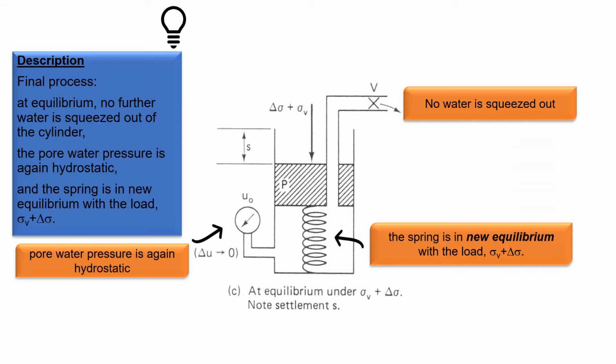For the final process, when the consolidation is almost complete, no more water is squeezed out. The spring is in new equilibrium with the loads, which is delta stress plus vertical stress, and the pore water pressure is again hydrostatic, meaning delta U tends towards 0. For this final process, the soil is at equilibrium with no further water squeezed out of the cylinder. The pore water pressure is again hydrostatic and the spring is in new equilibrium with the load, vertical stress plus delta stress.